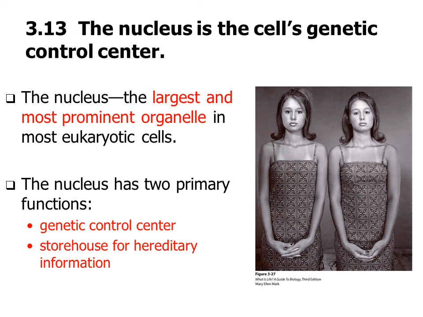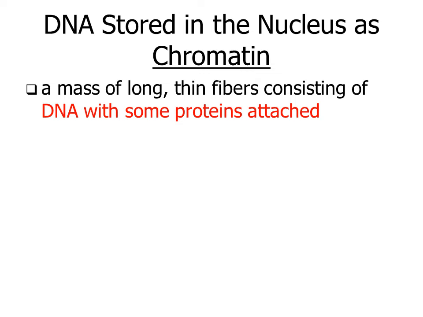Remember that the nucleus is the cell's genetic control center, and it is the largest and most prominent organelle in the eukaryotic cell. I want you to remember that there are 2 primary functions. One is that it is the genetic control center, and the other is that it's the storehouse for hereditary information. And that hereditary information is called DNA, of course. And its DNA is stored in the nucleus in a form called chromatin.